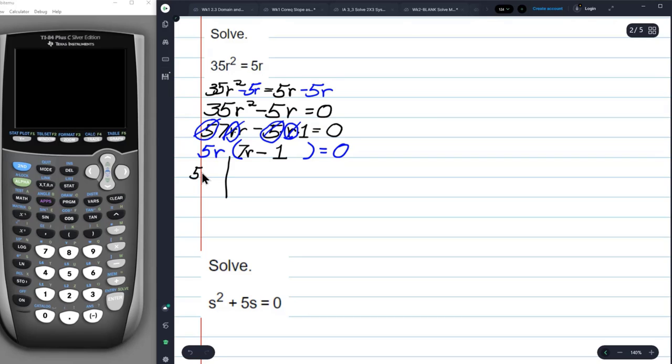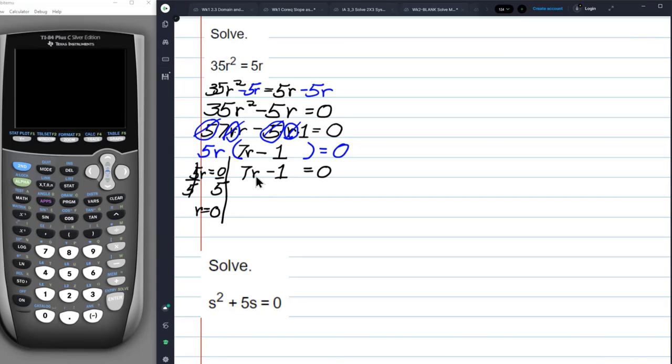5R equals 0, and 7R minus 1 equals 0. Divide by 5. Divide by 5. Boom. R equals 0. 0 divided by 5 is 0.